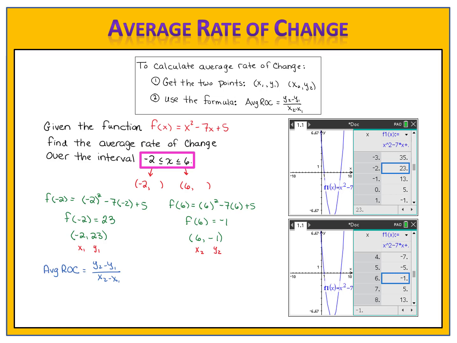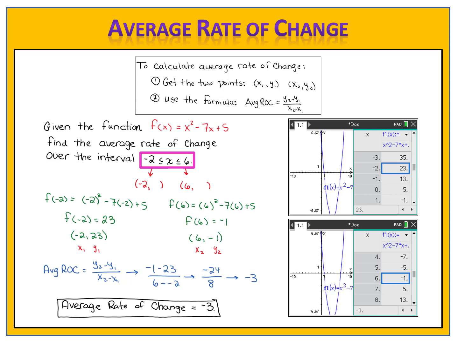Average rate of change equals y2 minus y1 over x2 minus x1, and we now substitute the values into the formula. y2 minus y1 is -1 minus 23. x2 minus x1 is 6 minus -2. We evaluate, and we come up with -24 over 8. We reduce the fraction, and we find that the result is -3. The average rate of change over the interval from -2 to 6 for this function is -3.